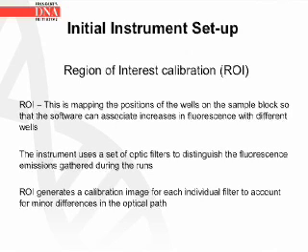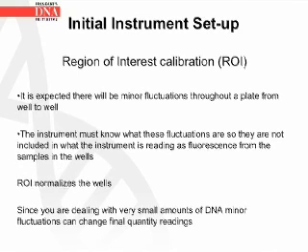The instrument uses a set of optic filters to distinguish the fluorescence emissions gathered during the runs. The ROI generates a calibration image for each individual filter to account for minor differences in the optical path. It is expected there will be minor fluctuations throughout a plate from well to well. The instrument must know what these fluctuations are, so they are not included in what the instrument is reading as fluorescence from the samples in the well. So basically, the ROI is normalizing the wells. Since you are dealing with very small amounts of DNA, minor fluctuations can change the final quantity readings.